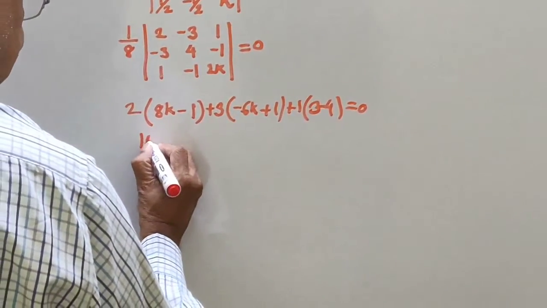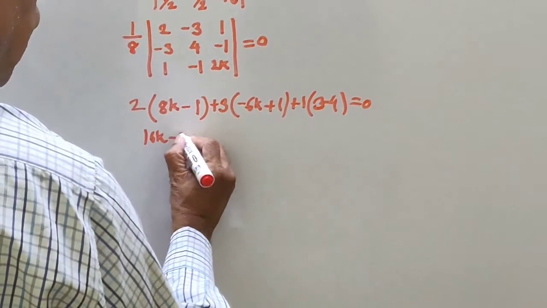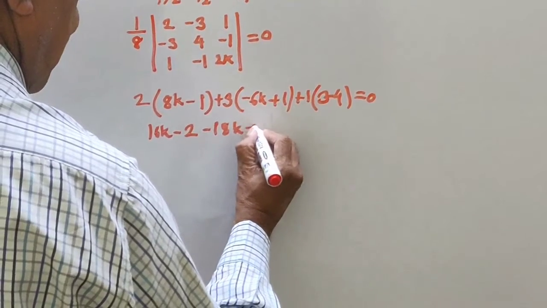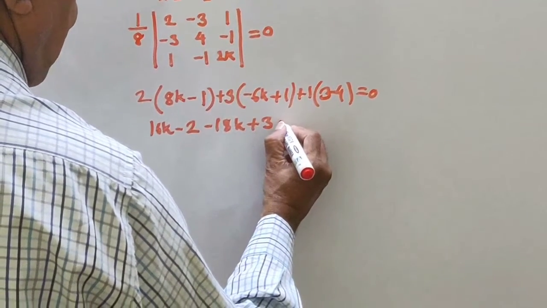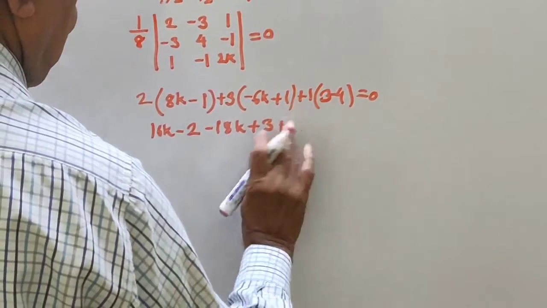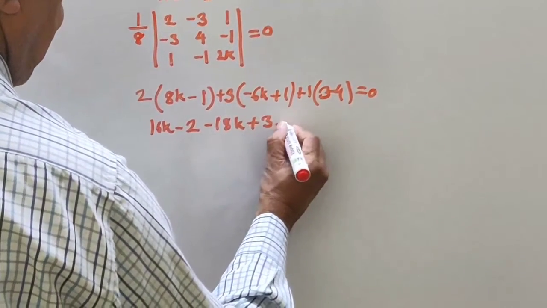8 2 ja 16k, minus 2, minus 18k, plus 3, plus, what will come here? 3 minus 4 is minus 1, means what will come here? Minus 1 will come here.